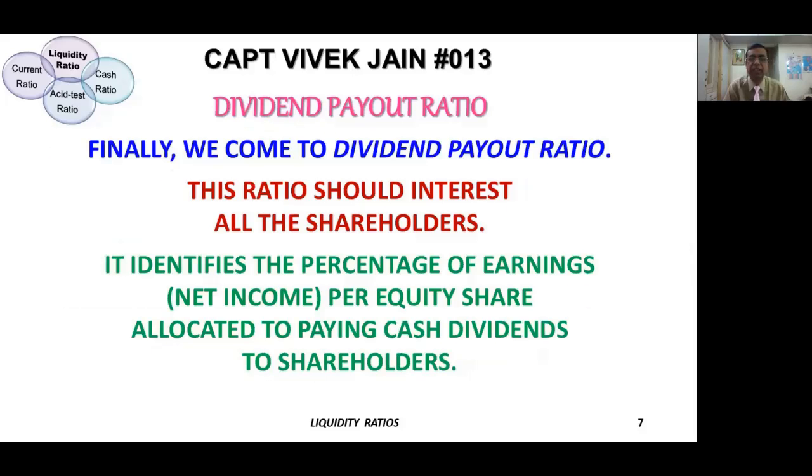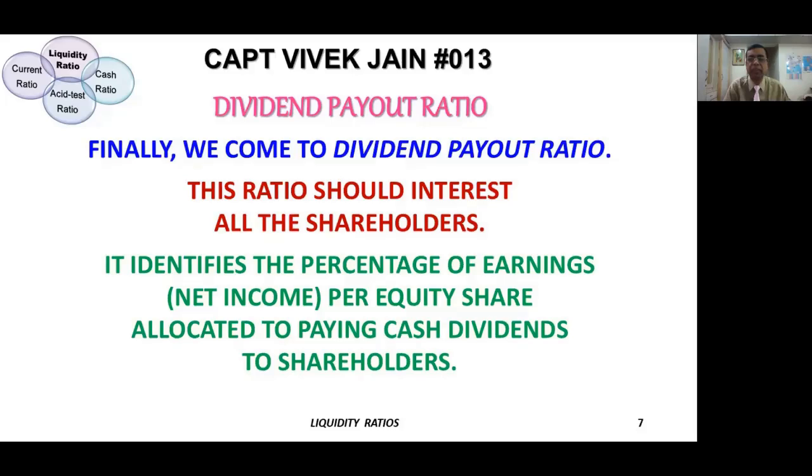Next one, friends, is known as the dividend payout ratio. This ratio definitely should interest all the shareholders. It identifies the percentage of earnings, of net income, that is, after paying off all the expenses and taxes and everything, per equity share, earning per equity share, allocated to paying cash dividends to shareholders.